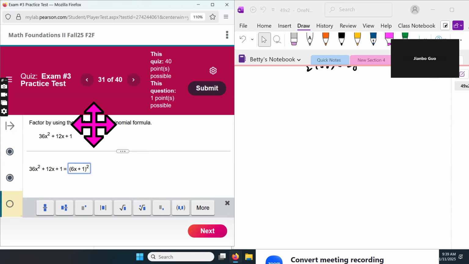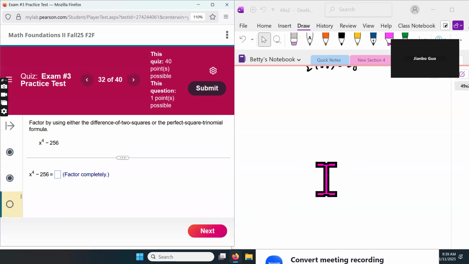It's very straightforward. When the question reminds us or gives us the hint that the trinomial is a perfect square trinomial, all we need to do is to find the two bases. The first base, 6x, second base is 1. In the middle, we have a positive, so the answer is 6x plus 1 to the power 2.